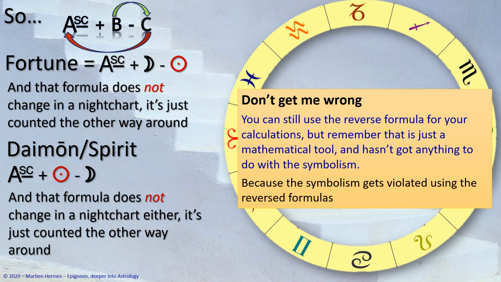So you don't have to violate the symbolism when you understand the reversal as counting the other way around, and not reversing the symbolism of the planets in the set lot. So I hope this is a relief for you. And now I will show you why this is so important for me.